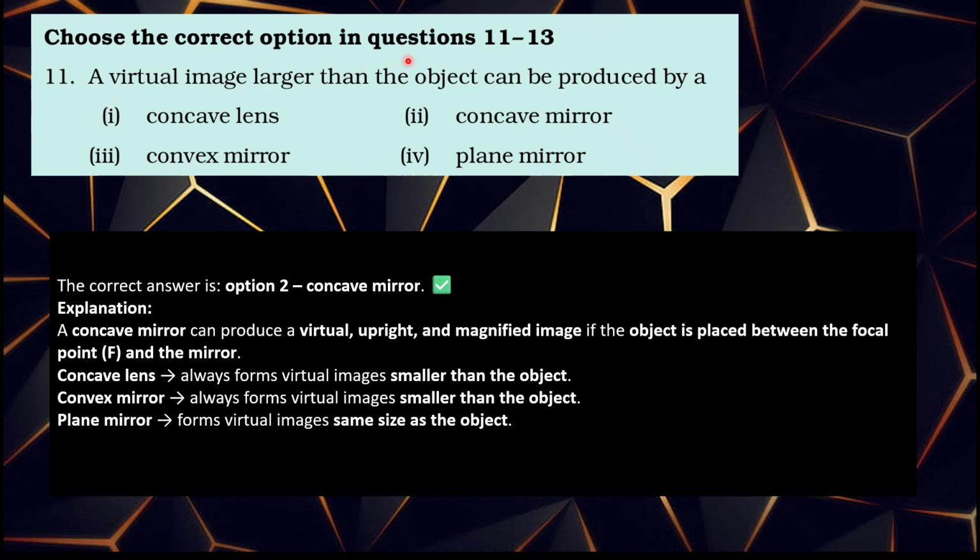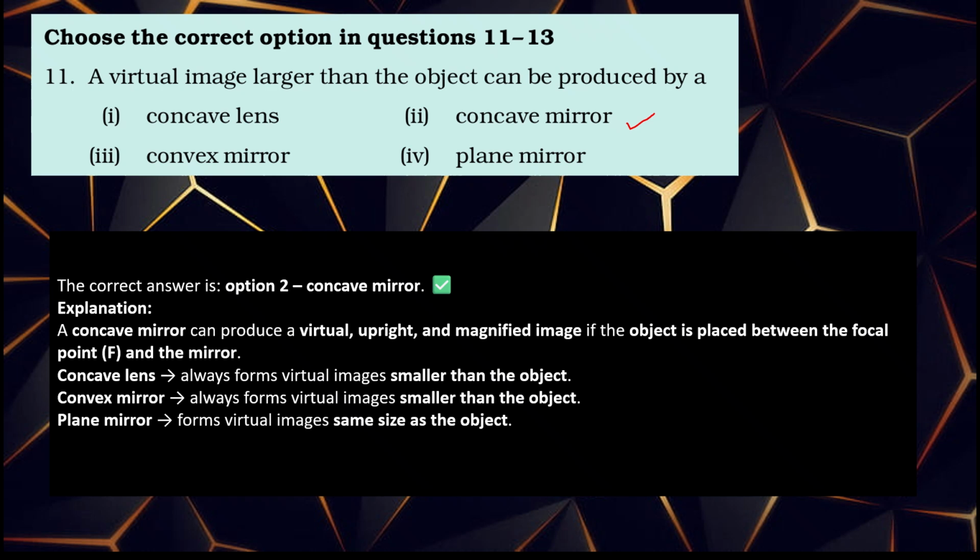Choose the correct option in questions 11 to 13. 11th one, a virtual image larger than the object can be produced by option 1 concave lens, option 2 concave mirror, option 3 convex mirror, option 4 plane mirror. The correct answer is option 2, concave mirror. A concave mirror can produce a virtual, upright, and magnified image if the object is placed between the focal point and the mirror.